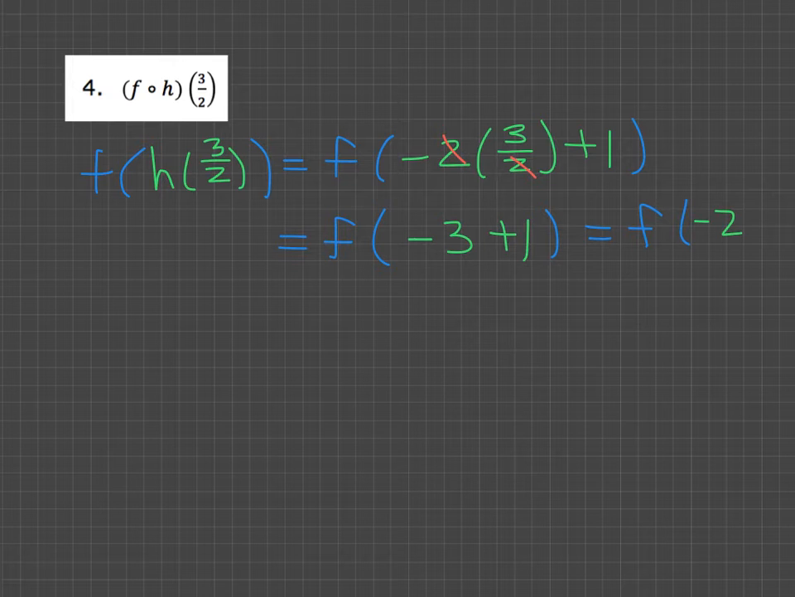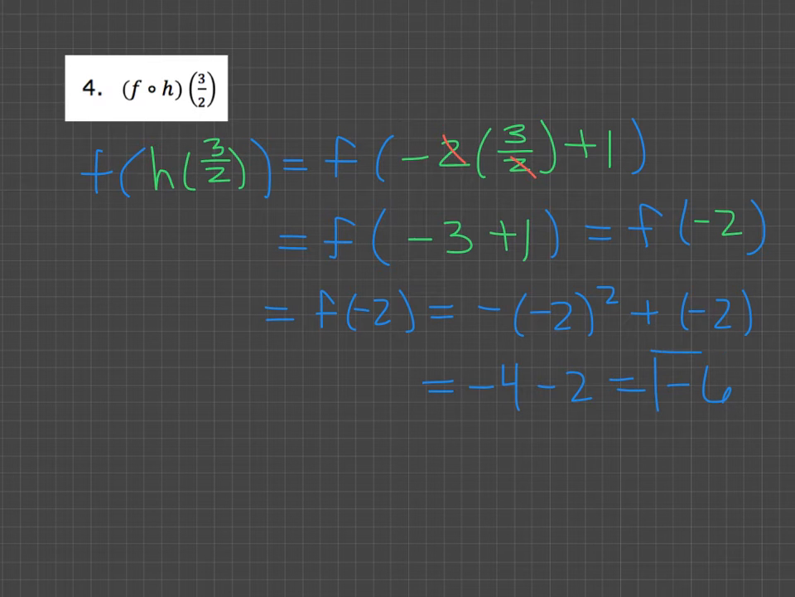All right, so we evaluated h at 3/2, and we got -2. And so we now plug -2 into f. So f of -2, we get a negative out in front of -2 squared plus a -2. So negative out in front, -2 squared is 4, and then plus a -2, so we get -2, and that results in -6.